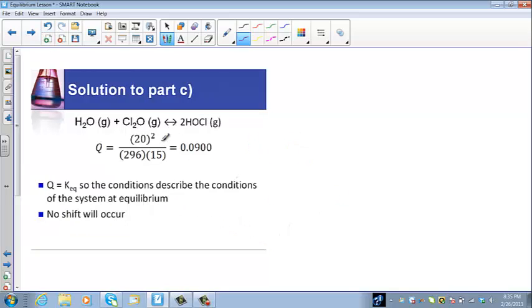And in our last one, they told us that HOCl is 20 torr, that's squared. Water was 296 torr, and Cl2O was 15 torr. So here we have Q and K, and they are equal. K is equal to Q, so I am at equilibrium, no shift occurs.